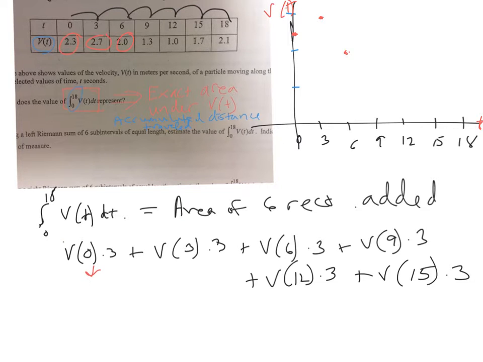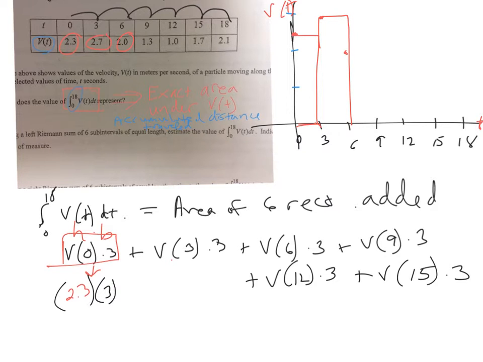So this first rectangle, this is my rectangle. I've got height times base. My base is 3 units, that's this part right here, and then my height is based on the velocity at 0, which is 2.3. So that becomes 2.3 times 3, 3 being my width. And then I can picture that I'm actually making a rectangle right there. Then I'm going to go at 3, and I'm going to use that height for my next rectangle. So velocity at 3 is 2.7, what we had right here. And then I'm multiplying that times 3, and I'm adding that to it.